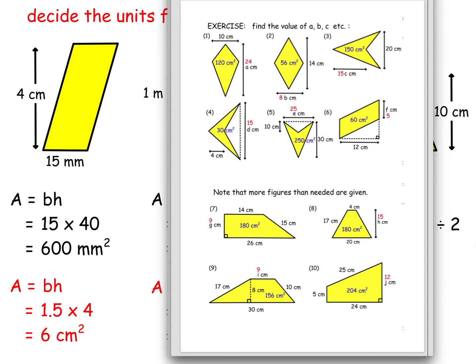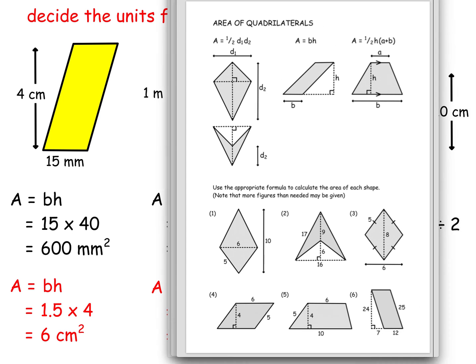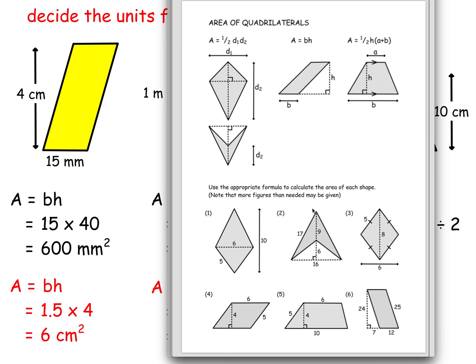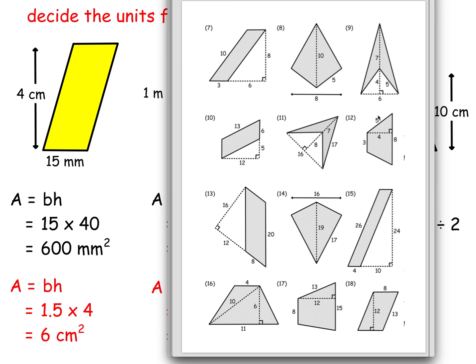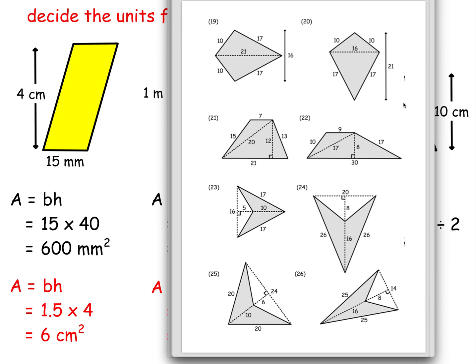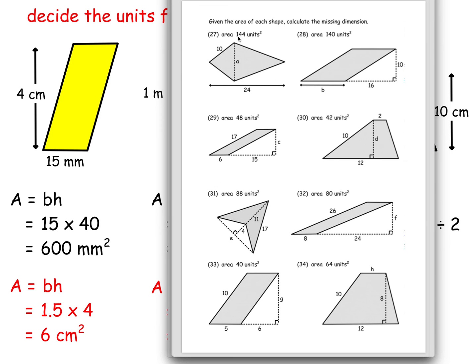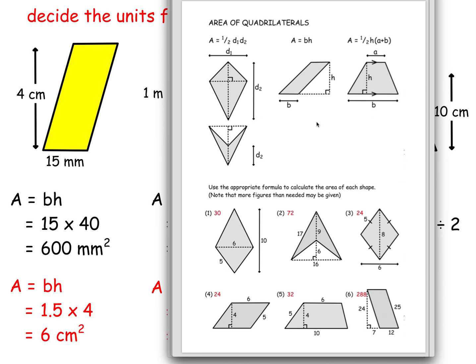And the third worksheet's an even longer worksheet. It's got the formulae there for you. Just using the formulae, but it's got extra figures, so you've got to choose the appropriate figures in the formulae. Then you get a wee bit more complicated. There are no composites there, they're all the use of either the formula for a parallelogram or a kite or a trapezium. And then at the end, it tells you the area, and you work out the missing dimension, and you get answers.